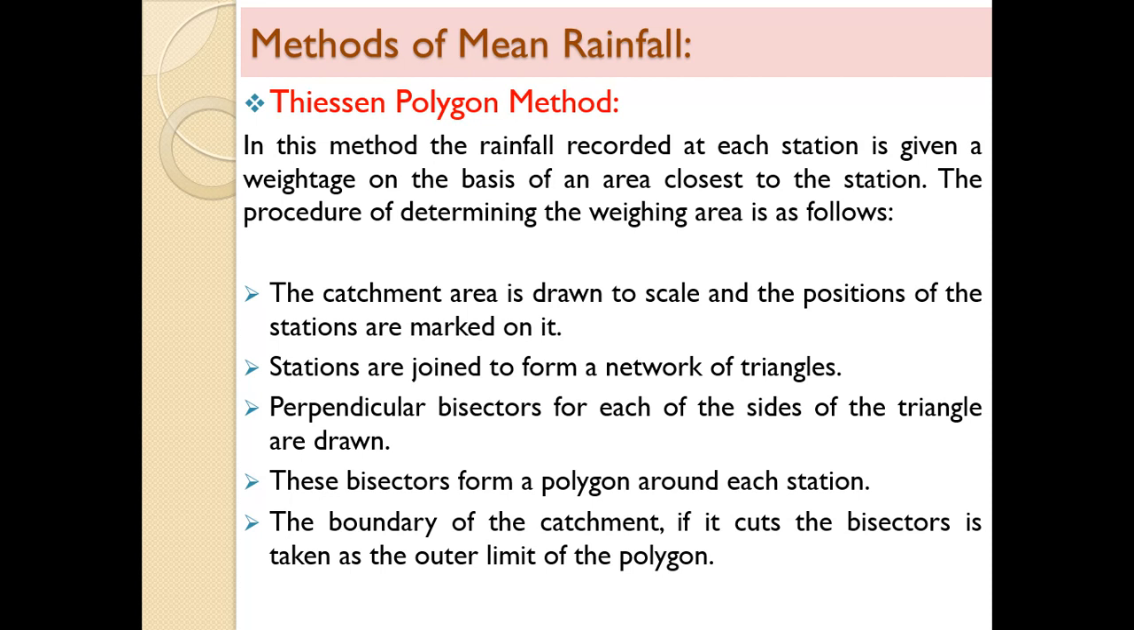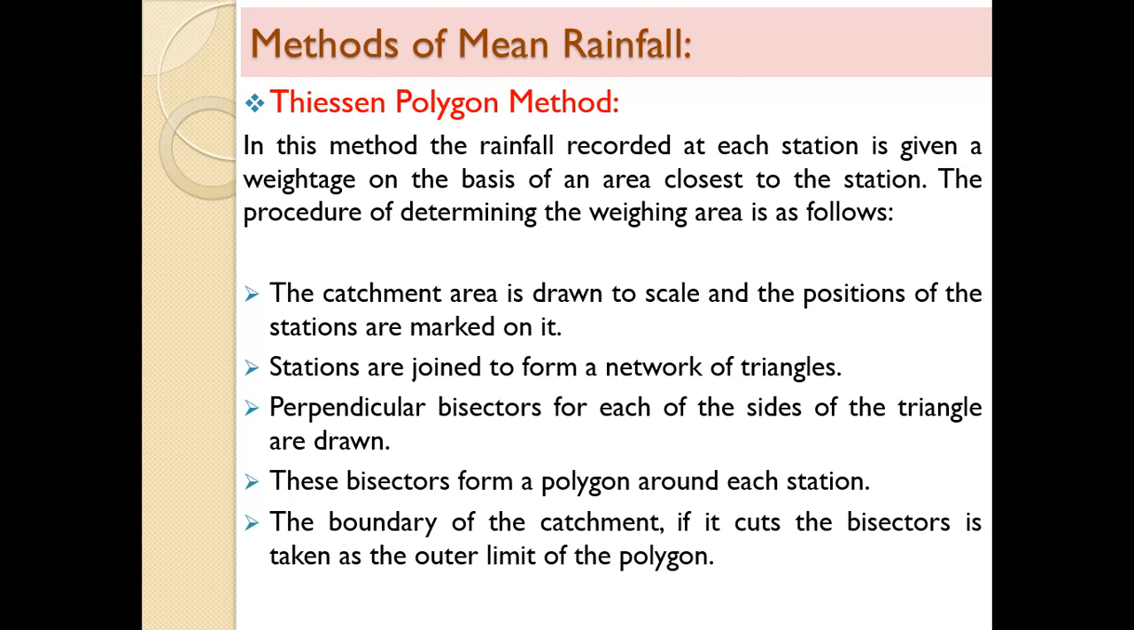In this method, the rainfall recorded at each station is given a weightage on the basis of the area closest to the station. The procedure of determining the weightage area is as follows. So what is done in this method? The rainfall recorded at each station is given a weightage on the basis of the area closest to the station. On the basis of area, weightage is given to each and every station. So how is this procedure done?